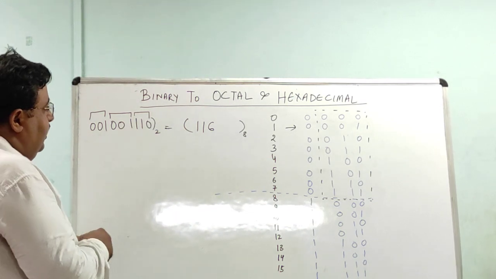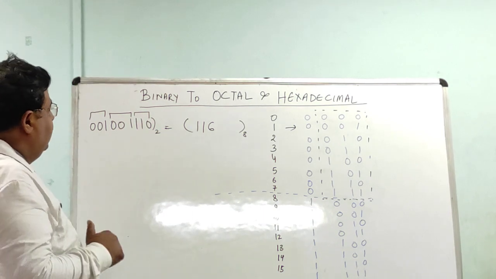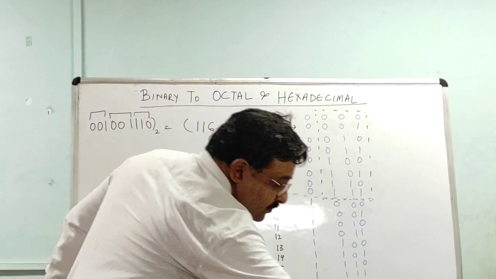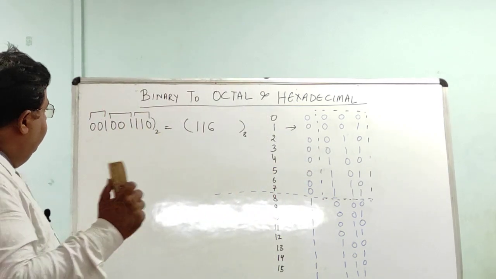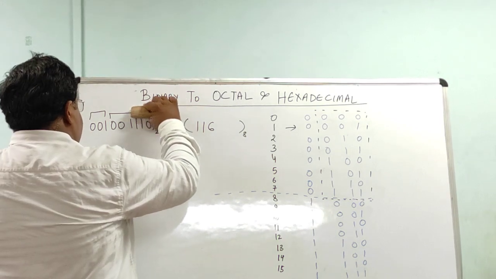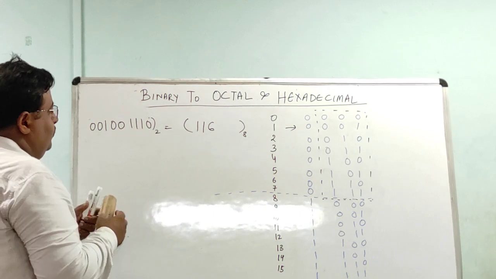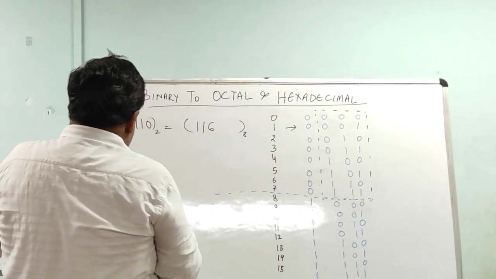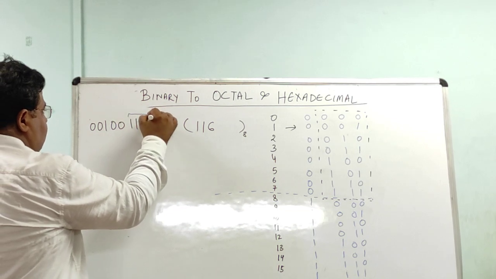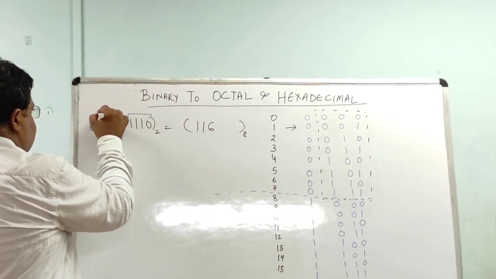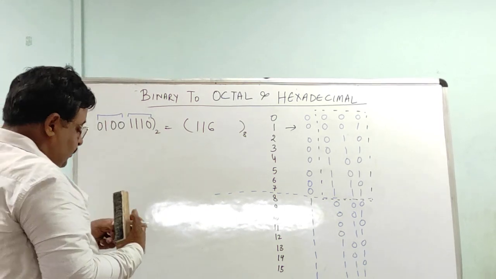Now the same number I am going to convert to hexadecimal. As we know, for hexadecimal 4 bits are required. So now what I am going to do is make groups of 4. So this is group number 1, this is group number 2, the extra 0 is removed.